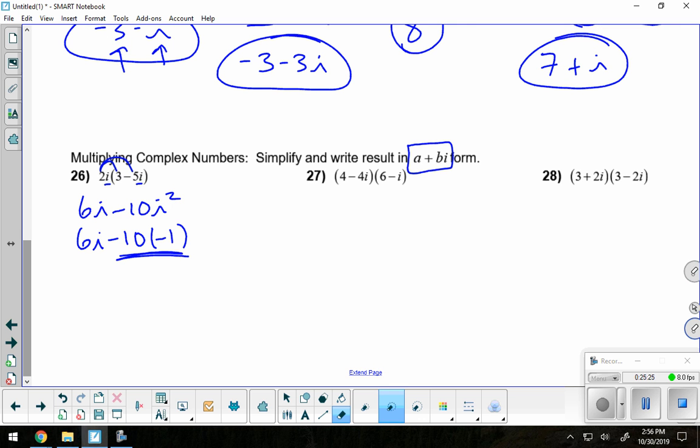Well, negative 10 times negative 1 would be positive 10. But now it needs to be in a plus bi form. So if you just do a little switcheroo, positive 10, positive 6i, it'll be 10 plus 6i.